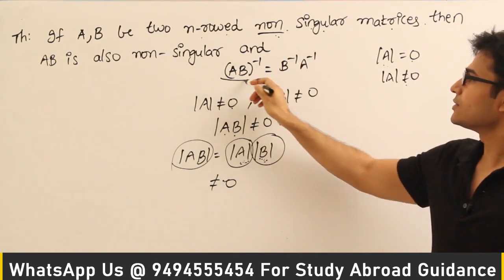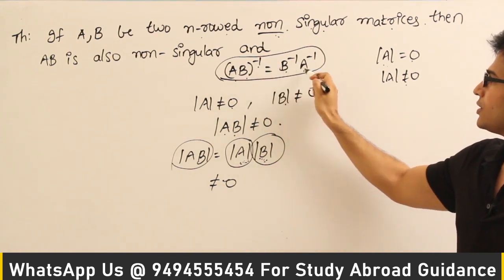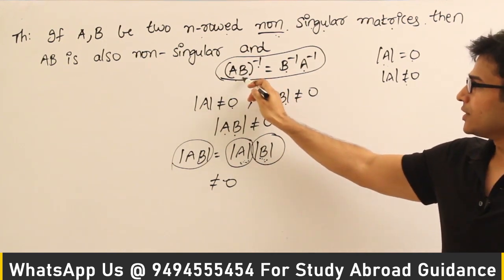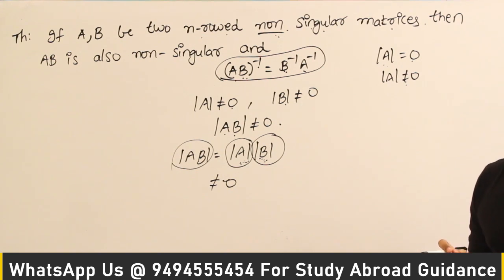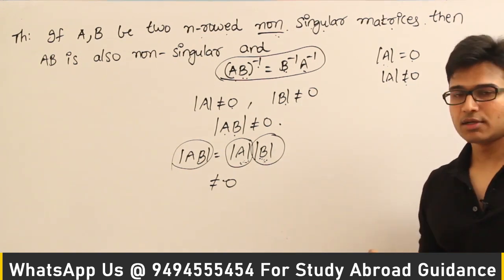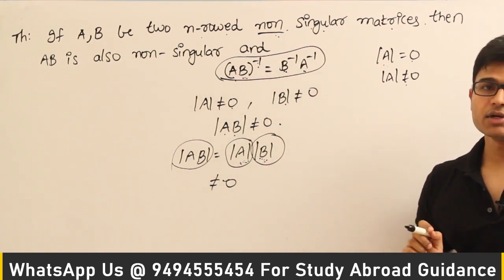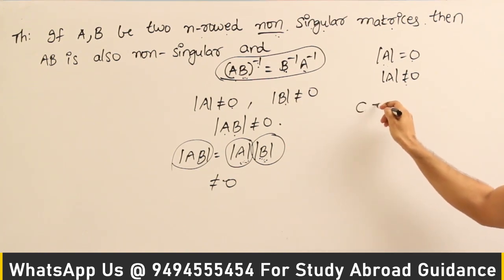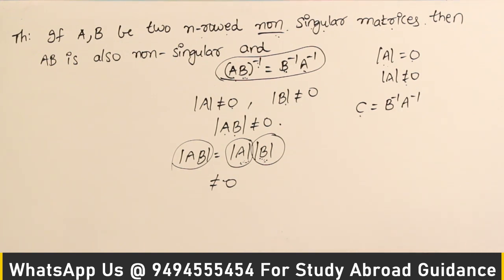That is what the first statement is. And the second statement is, they are also asking us to prove that (AB) inverse equal to B inverse into A inverse, which means the inverse of the matrix AB is B inverse into A inverse. So this is the reversal rule. You have to remember it. So they wanted us to prove that (AB) inverse equal to B inverse into A inverse. So now how can we prove it? Let's say B inverse into A inverse is a new matrix C, right?